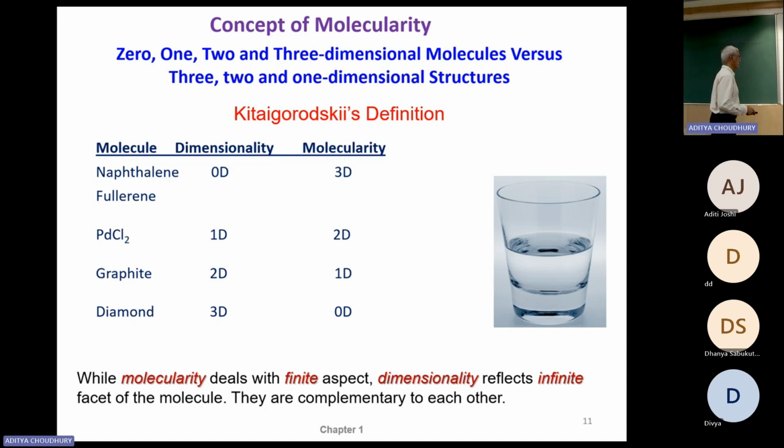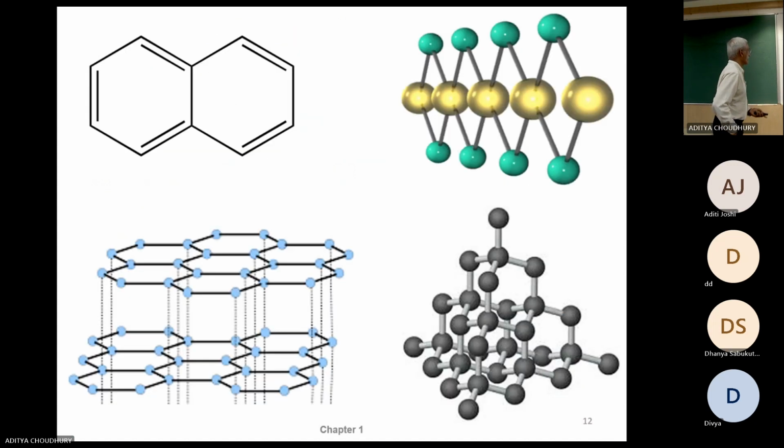Usually students get confused because I always show this. This particular cup is half filled with water, and the same thing goes with the air. So you can say dimensionality and molecularity complement each other. It's another way of describing molecularity and dimensionality. Okay, you don't get confused.